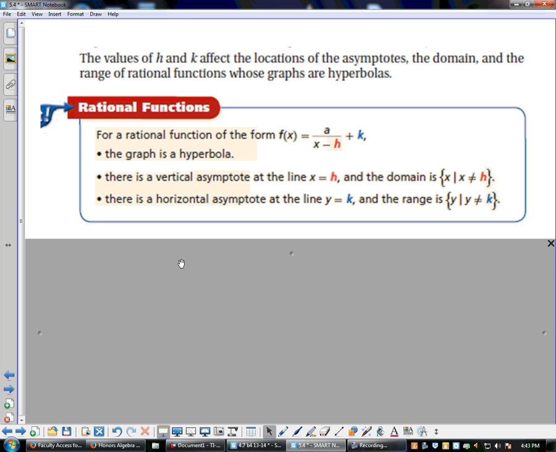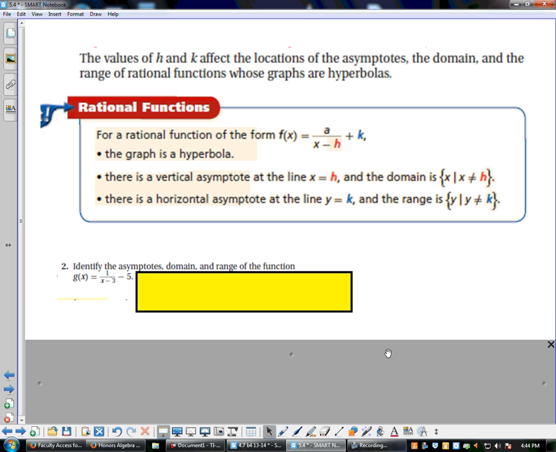For a rational function of the form that we've just been discussing, a over x minus h with a plus k after it, the graph is going to be a hyperbola. There is a vertical asymptote at the line x equals h, and the domain is going to be all x's except x cannot equal h. There's going to be a horizontal asymptote at the line y equals k, and your range is going to be y such that y is not equal to k.